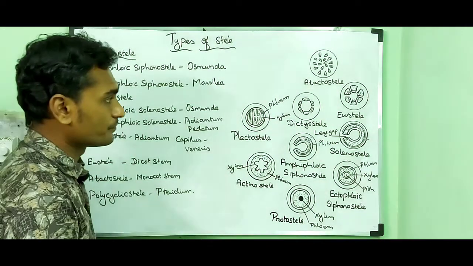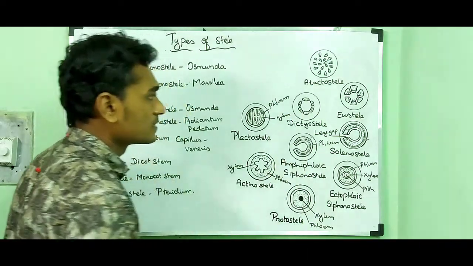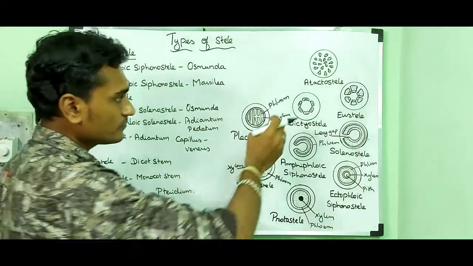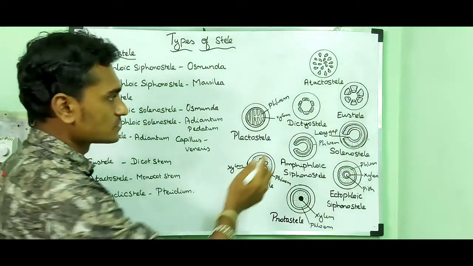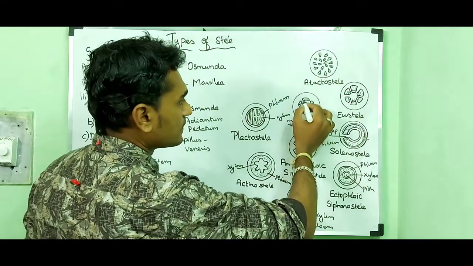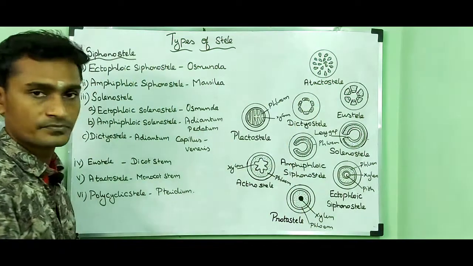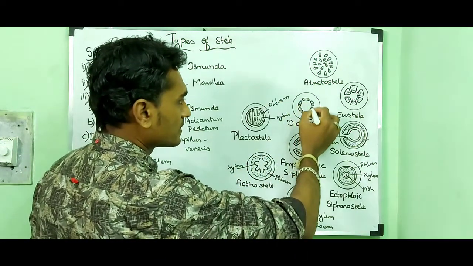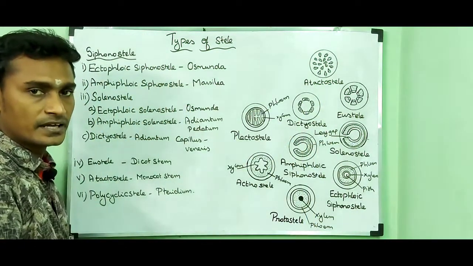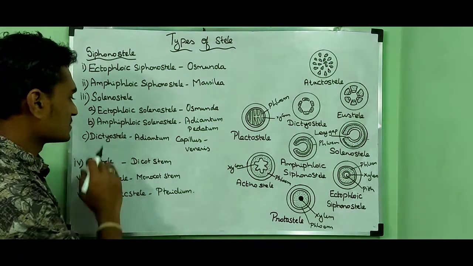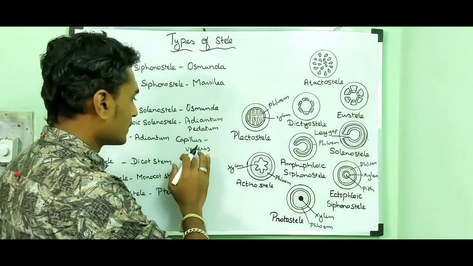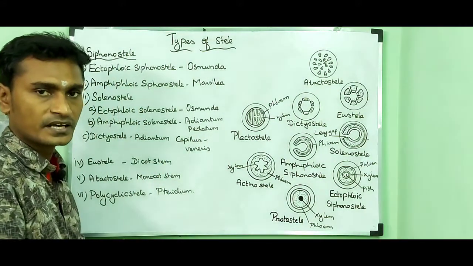Then the third type, Dictyosteel. In this type, the steel is split into separate or distinct vascular bundles. So here you can find several vascular bundles, and that type of steel is called Dictyosteel. Example Adiantum capillus-veneris.